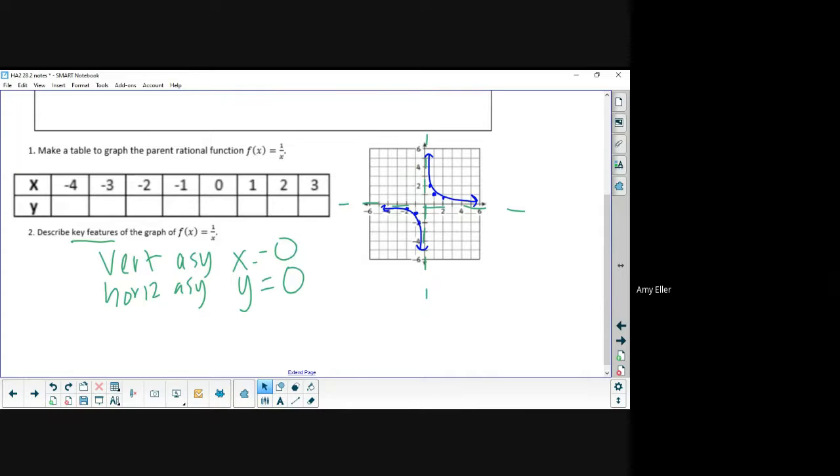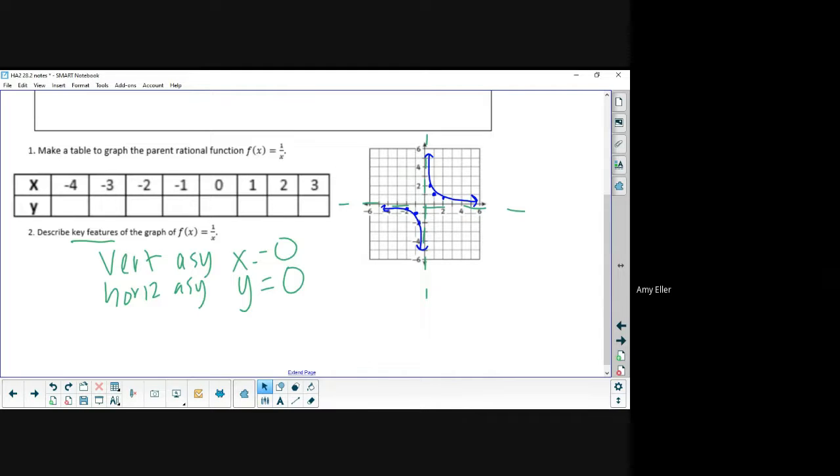Will there always be 2 asymptotes? Yes. Will they always remain at that spot? No, because if my graph moves up 7, my asymptote is going to move up 7. And you'll see that as we practice it today.